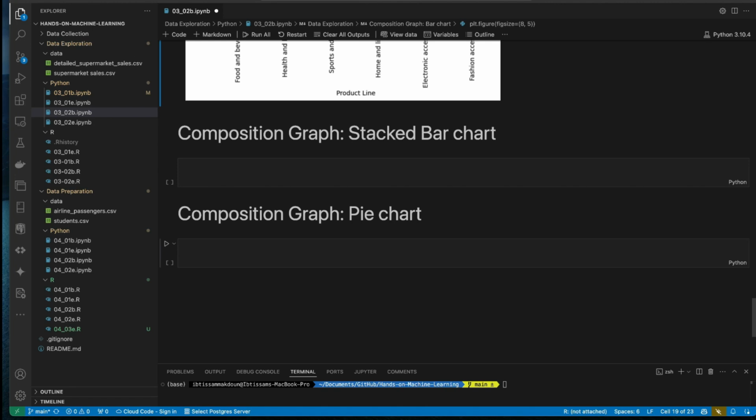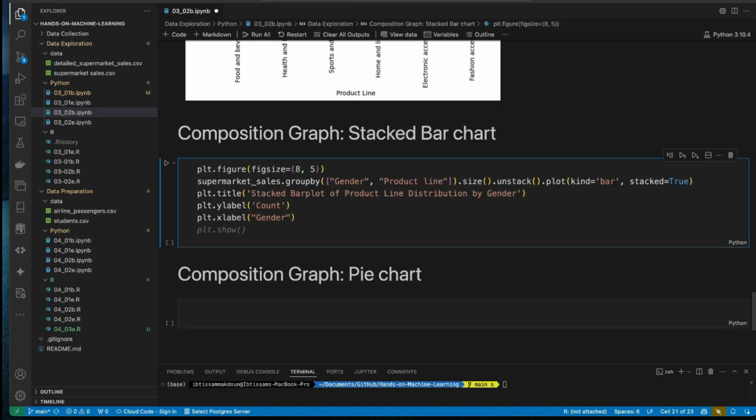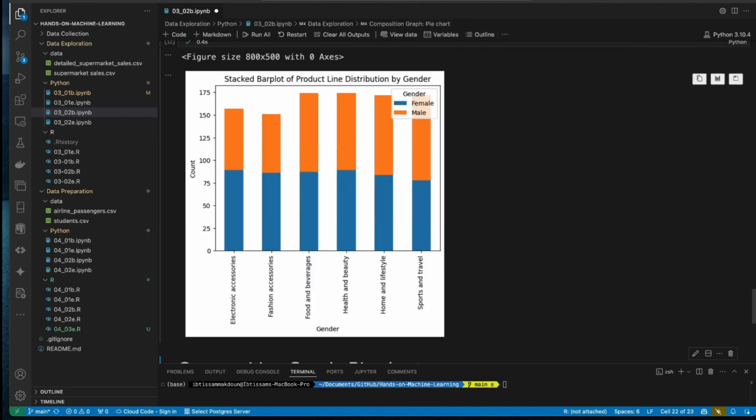For a more detailed composition graph, let's create a stacked bar chart. This chart will show us the distribution of product line sales, further broken down by gender. Stacked bar charts are useful for understanding the composition of different groups within a category. Each bar is split into segments representing gender, allowing us to see each gender's contribution to the sales of different product categories.